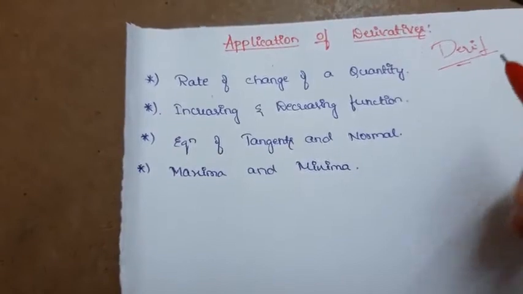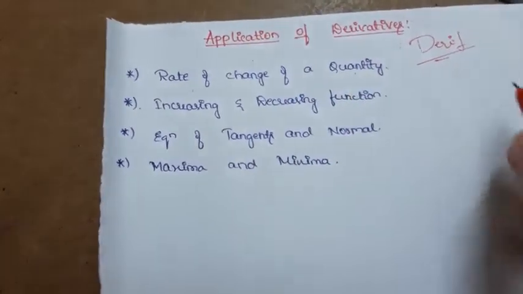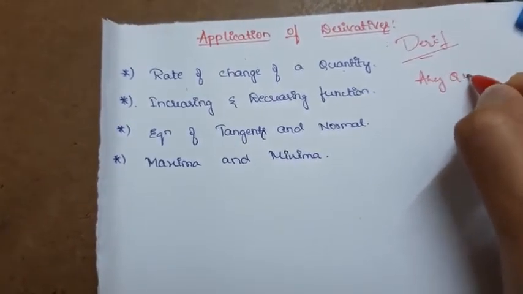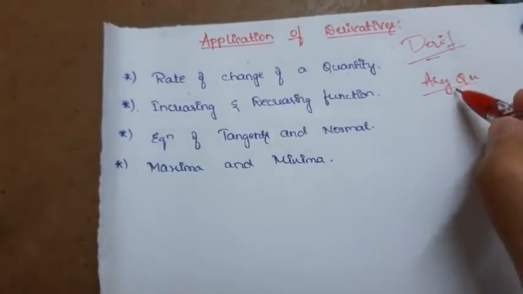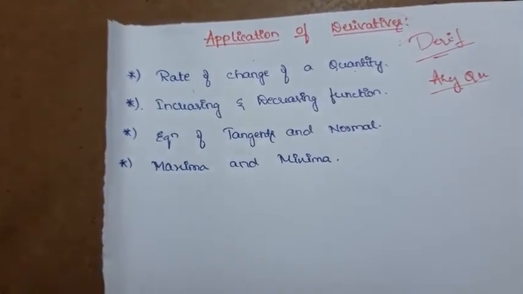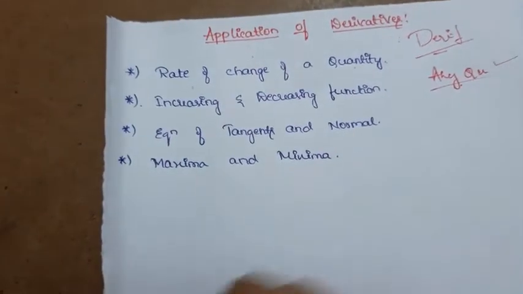So in this chapter, the first thing we are going to deal with is the rate of change of a quantity. If I consider any quantity, how is this quantity going to change with respect to some other parameter, with respect to time. So rate of change of a quantity is the first thing we are going to learn.